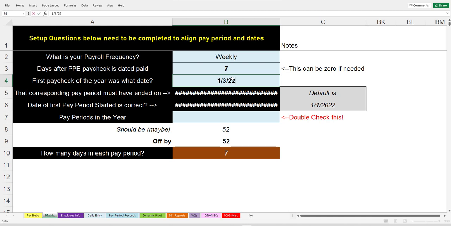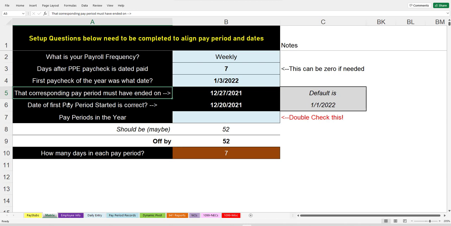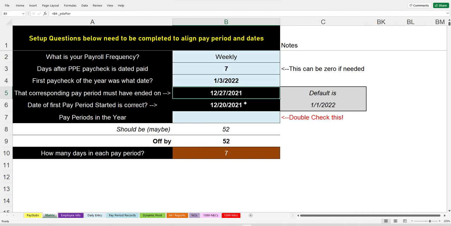Let's say it was the 3rd of January 2022. Okay? Let's say that that was the first date. And keep in mind, we issue this check 7 days after the pay period ends. So look at what happened here. Excuse me. All right, there we go. What happened here was the corresponding pay period must have ended on, look, it's telling you something. It's saying, hey, the corresponding pay period that you're talking about for this paycheck must have ended on 12/27 because you issued your check 7 days after that pay period and your check was on the 3rd. Okay? That's what it's doing. If you issue your check 3 days after the end of the pay period, you'll see this will change.